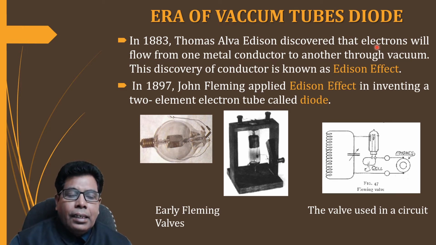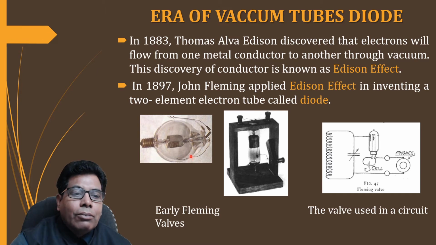And in 1897, John Fleming applied this Edison effect in inventing a two-element electron tube called the diode. So this is the vacuum tube diode. Here you can see the early vacuum tube, or they are also called the valves. It's made of glass, and inside there is a vacuum, and there are two electrodes in case of diode.